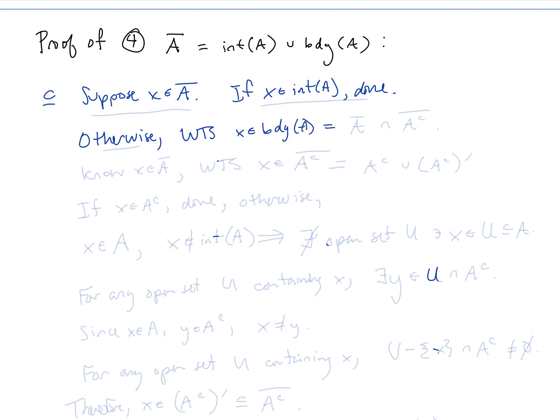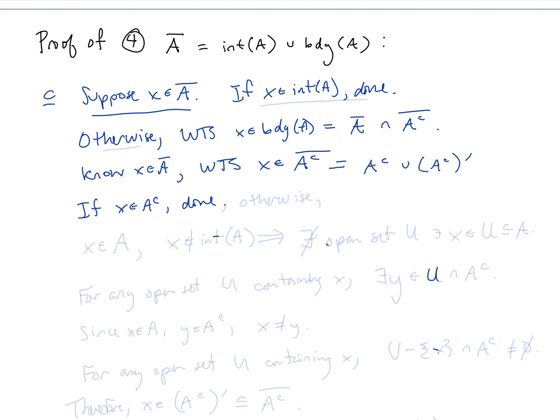And the boundary of A, we know, is A closure intersected with A complement closure. So we already know that x is in A closure. That was the assumption that we made. So in this case, we would want to show that x is in the closure of A complement. Again, if x is in A complement, we are done, because A complement closure is equal to A complement union the limit points of A complement.